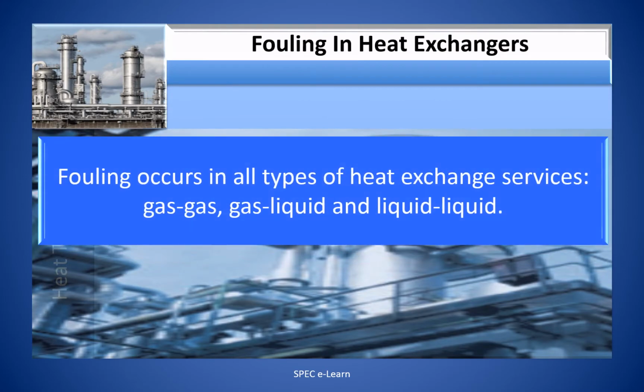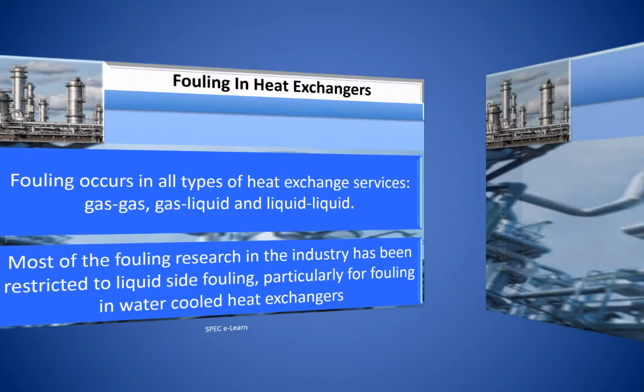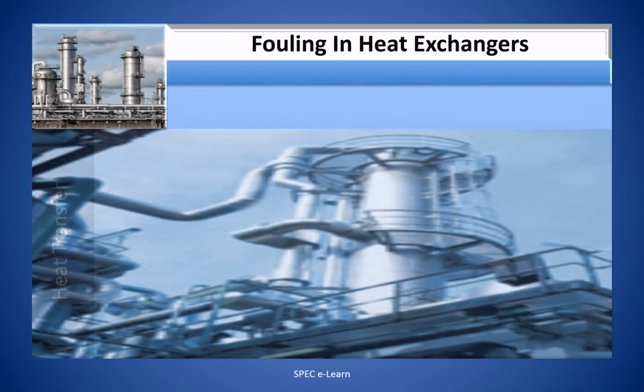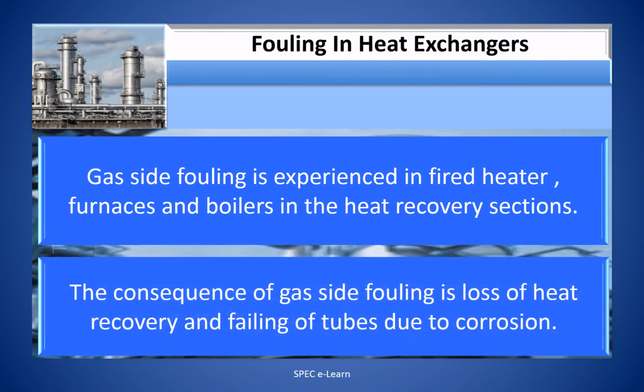Fouling occurs in all types of heat exchanger services: gas to gas, gas to liquid, and liquid to liquid. Most of the fouling research in the industry has been restricted to liquid side fouling, particularly for fouling in water-cooled heat exchangers. Gas side fouling is experienced in fired heaters, furnaces, and boilers in the heat recovery sections. The consequence of gas side fouling is loss of heat recovery and failure of tubes due to corrosion.